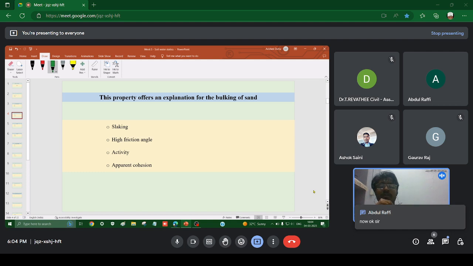This property offers the explanation for the bulking of sand: slaking, high friction angle, activity, or apparent cohesion. The answer is apparent cohesion. Whoever said the answer, you are right. Apparent cohesion is the answer.